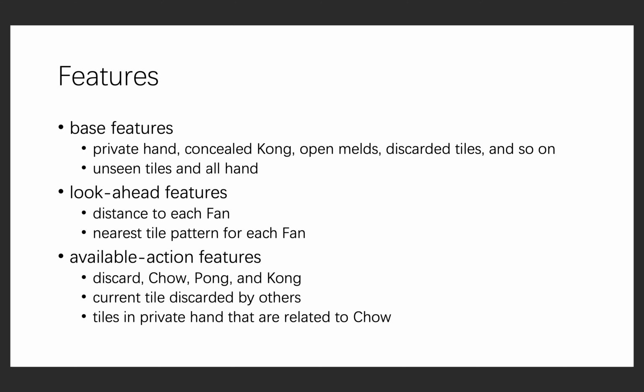And the next, about the available action features. We use 4 channels to indicate current available actions, including discarding, chow, pong, and kong. For the 3 actions of chow, pong, and exposed kong, a channel is used to represent the current tile discarded by others. In addition, there is an extra channel used to indicate tiles in private hands that are related to chow.